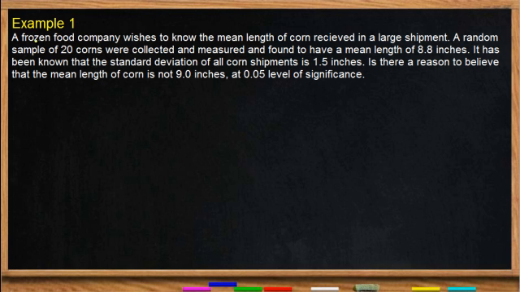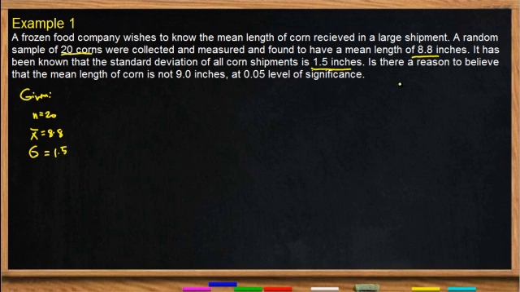Example problem 1. A frozen food company wishes to know the mean length of corn received in a large shipment. So gusto nila mahibawan ang mean length sa tanan nga corn, or the mu. A random sample of 20 corn, so sa mga given, the givens are n is equal to 20, were collected and measured to have a mean length of 8.8 inches. So ang mean length is 8.8 inches. It has been known that the standard deviation of all corn shipments is 1.5 inches. So sigma na siya of all corn shipments.